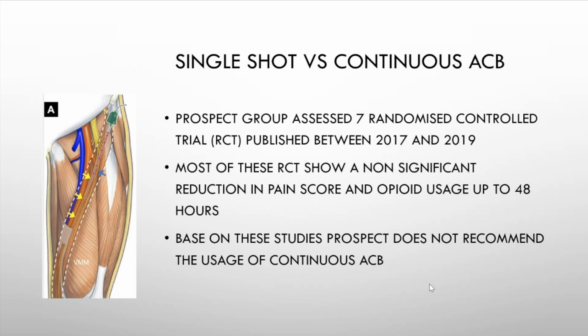So the PROSPECT group looked into a few RCTs, I think about 7, that show there's not much difference whether you put a single shot or a catheter. There will be more studies coming out as we go along. As more and more adductor canal blocks are being done, some people would like to put catheters, and then there will be more evidence out. I think in this area there will be more evidence.